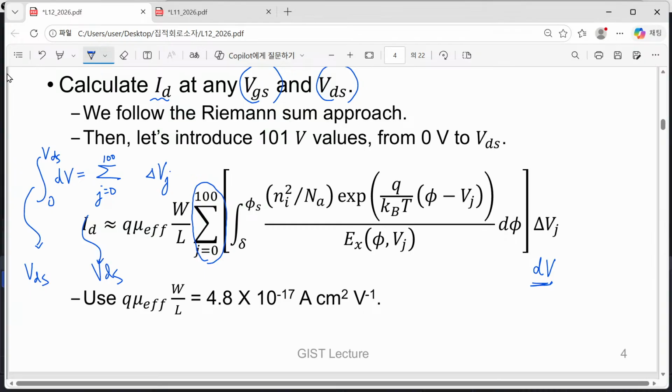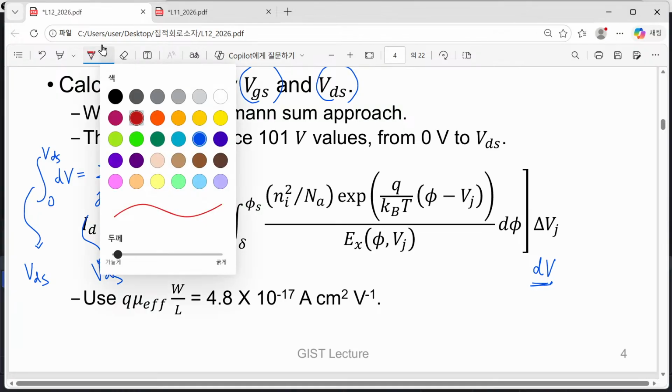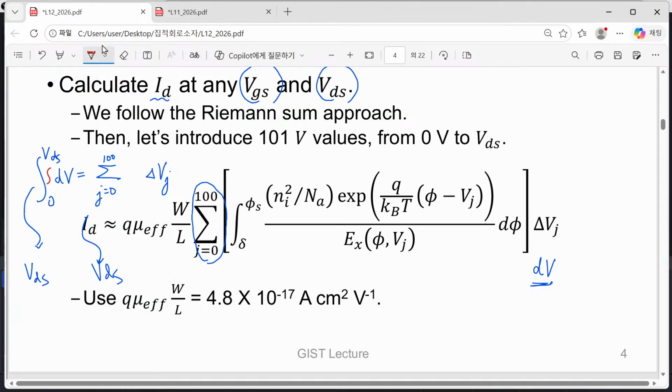In this case I just integrate the number 1, but instead of this number 1, why don't we introduce this f? Then we can think about this f, evaluated at a certain interval at V sub j.